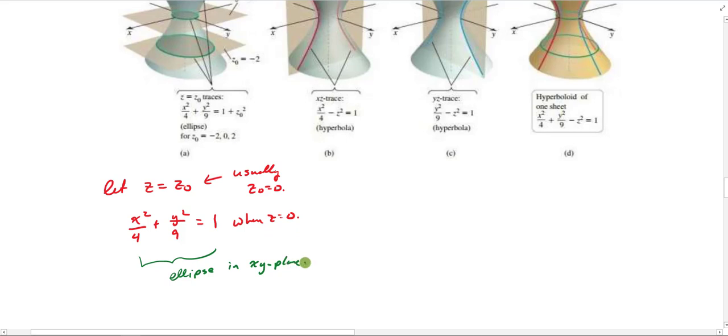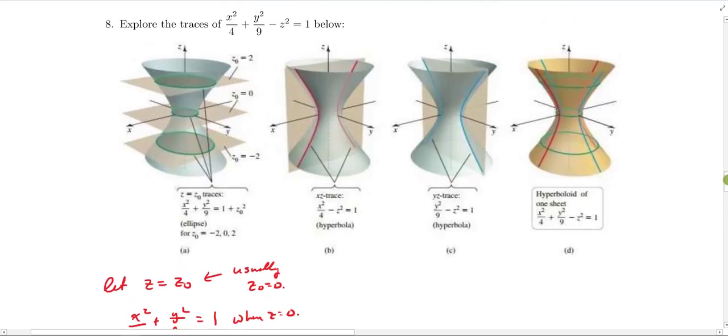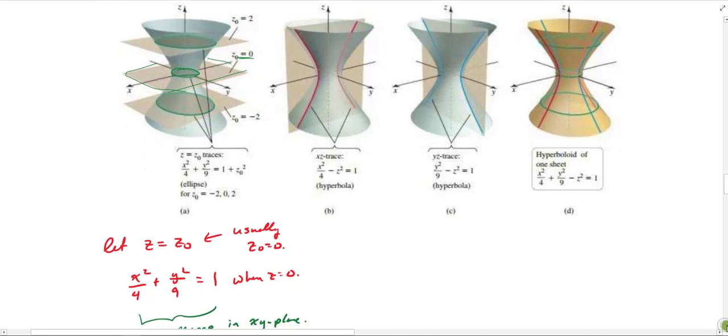And you can see the author's already gone ahead and given the solution to this. Here is that slice, right here where z is equal to 0. We can see that in that particular plane, the trace of this graph looks like an ellipse. We could also do this for z equal to 2 or z equal to -2.